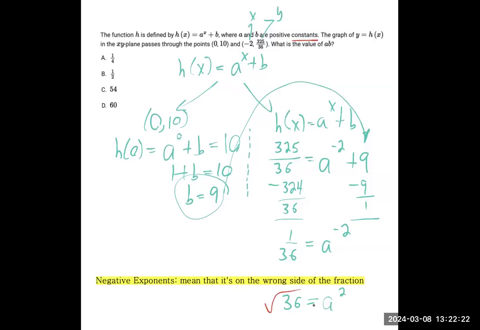Now we can take the square root of both sides and we get a is plus or minus 6, but in most situations, we would just say 6. And now we're plugging that into AB. So we went here, now we're going here. AB is going to be 6 times the b we got before, which is 9. And that gives us 54, which is answer choice C.